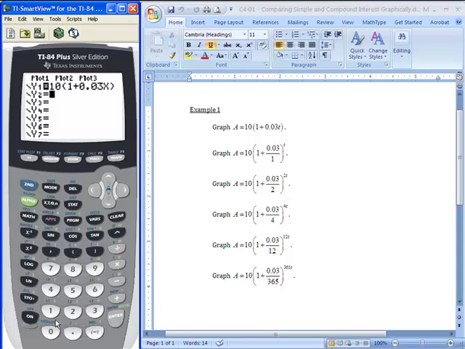All right, let's continue. The second one's going to be 10 times, we open the parenthesis, 1 plus 0.03 divided by 1. And then we're going to close the parenthesis. We don't really need the divided by 1 there, obviously. And we'll say to the x power, 1 times x if you use the formula from the textbook. All right, enter.